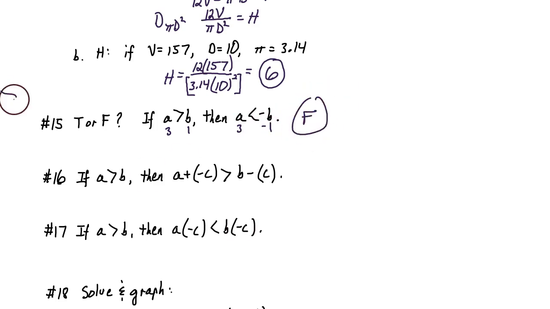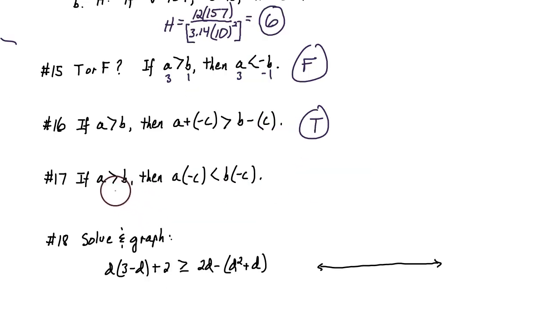For number 16, let's determine if this is true or false. If a is greater than b, then a plus negative c is greater than b minus c. We could try some numbers for a and b again to determine if this is true or false. Or we could use algebra theorems that we've proved earlier this year. Adding negative c is really the same thing as subtracting a c. And so this statement is really showing the same number being applied to both sides. This is true.